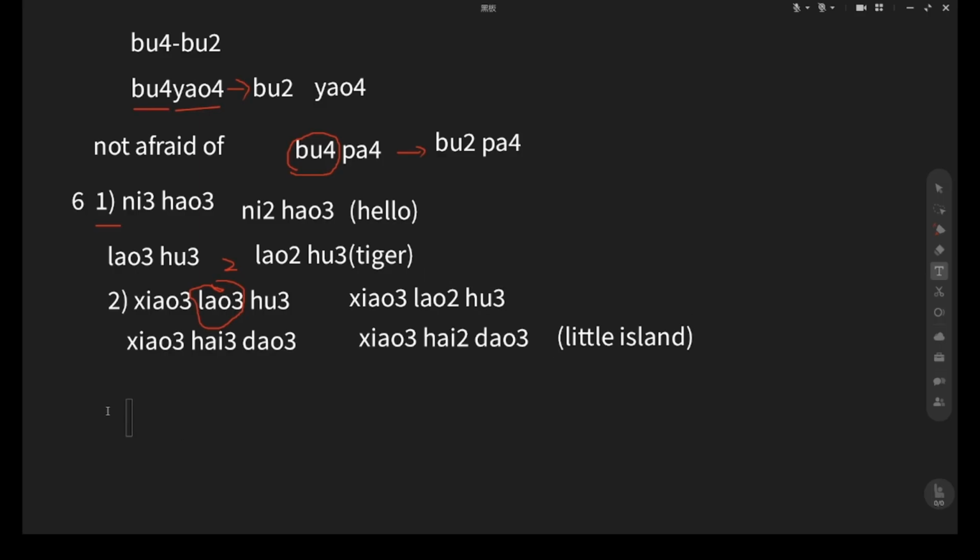Okay, let's see more examples, okay? How to read this one? Yeah, first you see they are all third tone, right? Yeah, so we change the second word into the second tone, right? Yes. So I read this one. 好朋友.